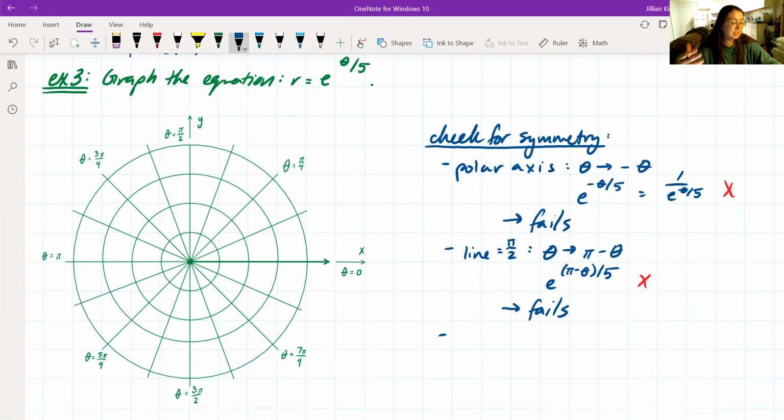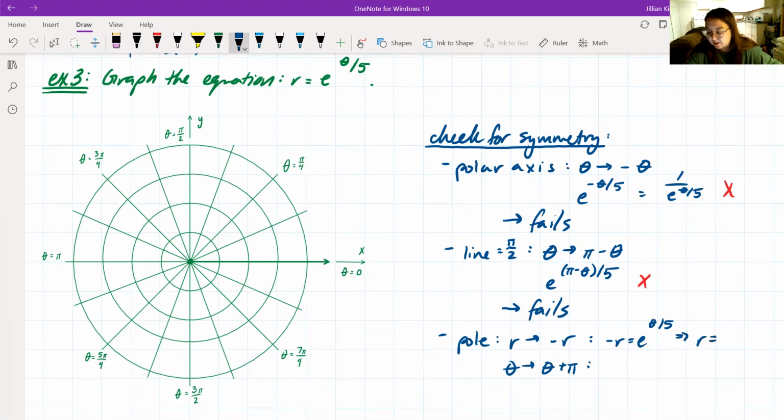Then lastly, we want to test for our pole. So we're testing r turning into negative r and theta turning into theta plus pi. So with r turning into negative r, if we just give r a negative sign, we get negative r is equal to e to the power of theta over 5, which then just simplifies to r is equal to negative e to the power of theta over 5, which is obviously not the same.